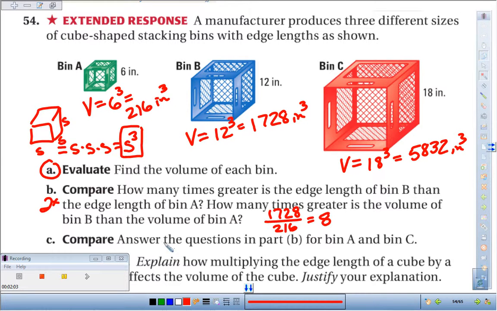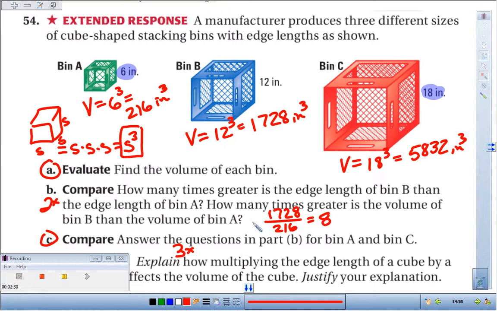Now it says in part C, answer the questions in part B for bins A and C. Okay, well, let's now do A and C. So we're looking at a side length of 6 compared to a side length of 18. So for the first part of the question, the side length is 3 times bigger. 18 is 3 times 6.